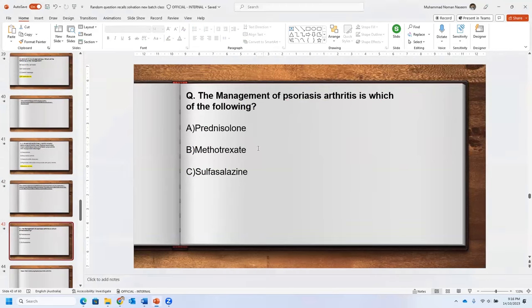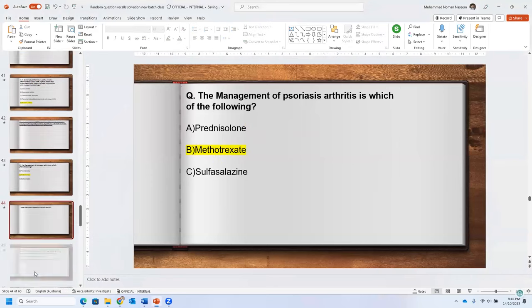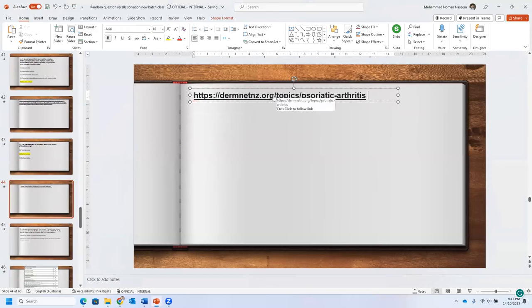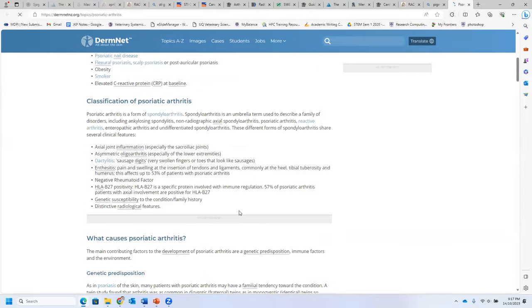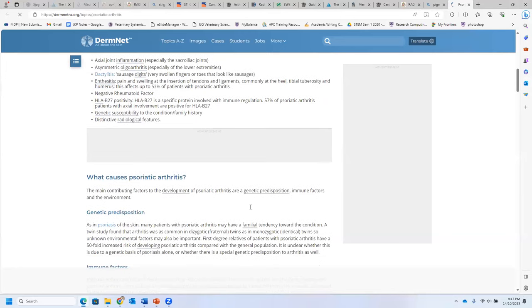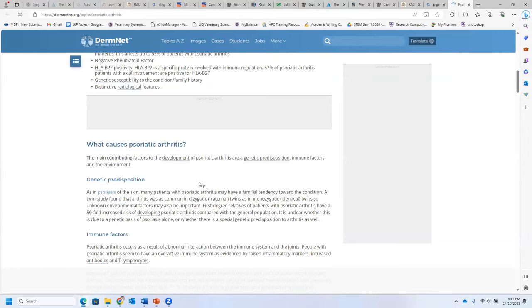Management of psoriatic arthritis is by methotrexate. Guys, it's not with the help of prednisolone. Let me just show you guys. We give immunosuppressive therapy because steroids will just make the psoriatic arthritis worse. So it's associated with the psoriasis.